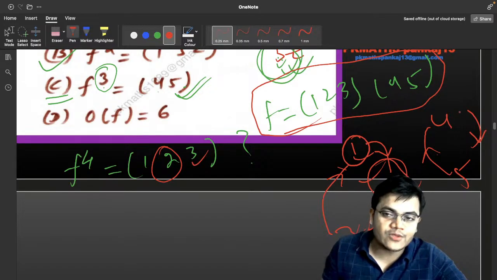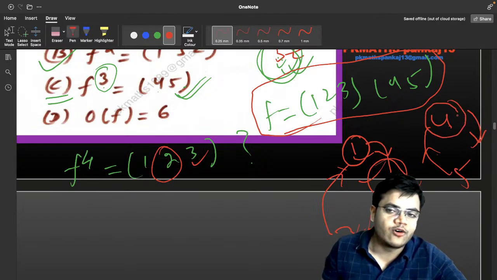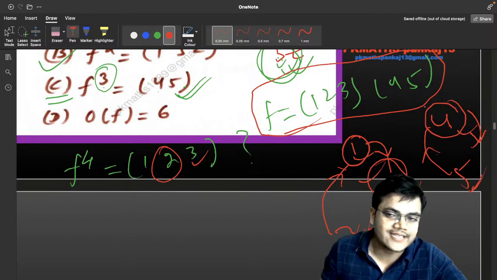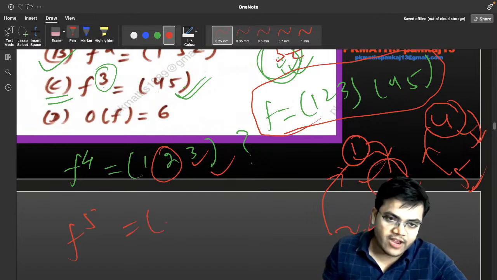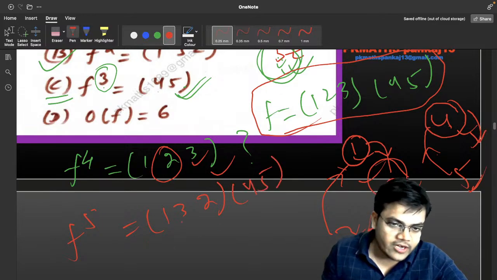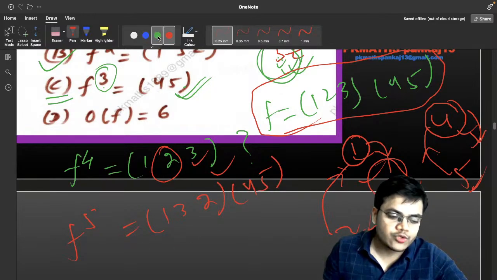And what about this 4 5? If you are at 4, then you have to skip 3 elements, 1 2 3, and once again you are coming to 4, so it becomes identity. So here your f4 is 1 2 3. And what about f5? Certainly your f5 will be 1 3 2 and 4 5. Are you agree with this? Shubhamji, you are also right. So your f5 will be 1 3 2 4 5.